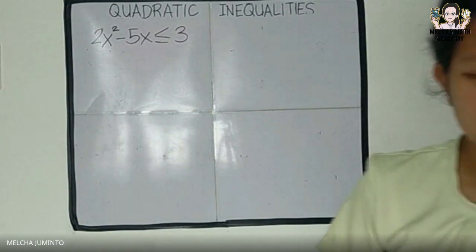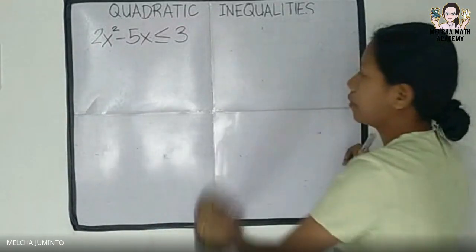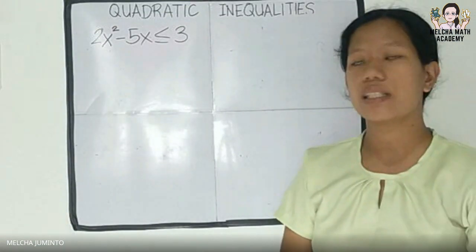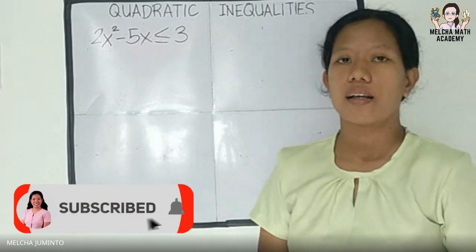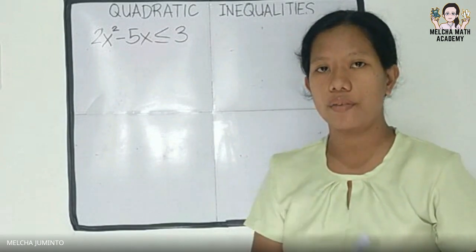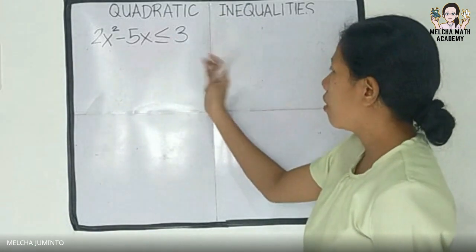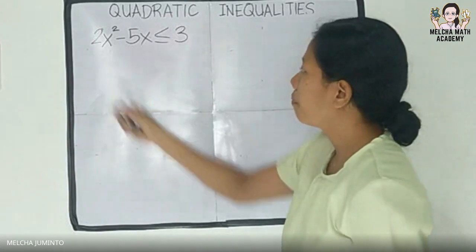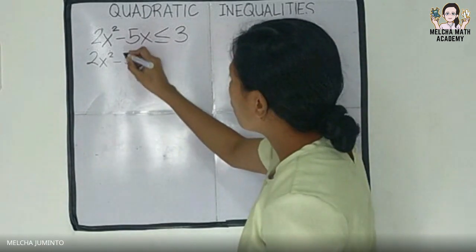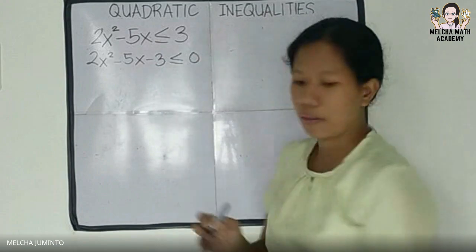Hello? Okay. Our second example is the inequality 2x squared minus 5x is less than or equal to 3. First step, we need to rewrite this inequality in the standard form. As you can see, the value of c is on the right side. It should be written to the left side. So we write it as 2x squared minus 5x minus 3 is less than or equal to 0.